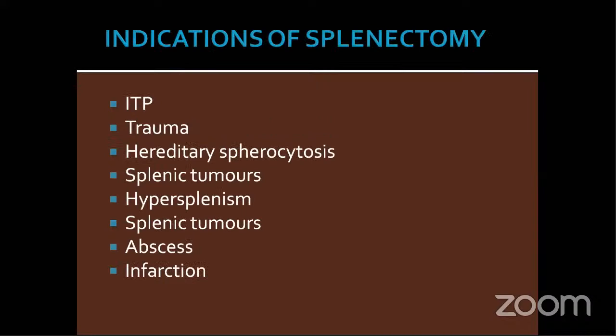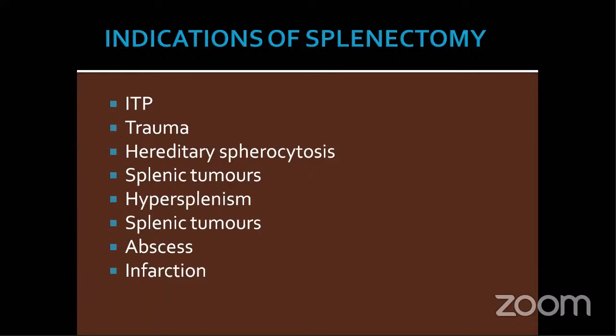What are the other indications other than trauma? Trauma, because we are in India. But there are certain other indications for which the patient from the medicine department will be sent to you. One is ITP, idiopathic thrombocytopenic purpura, trauma, hereditary spherocytosis. This is also a very important condition. Please remember this. Splenic tumors, hypersplenism. May I know what is hypersplenism?